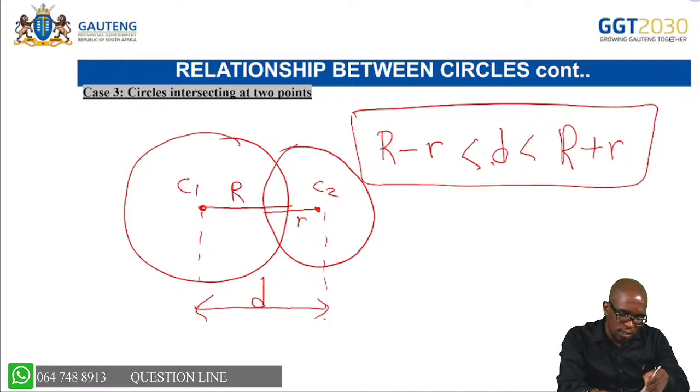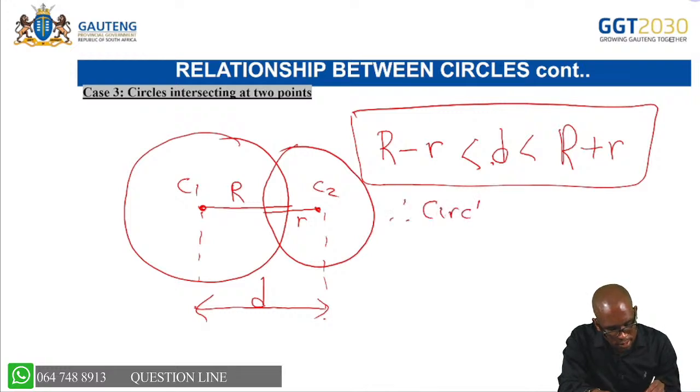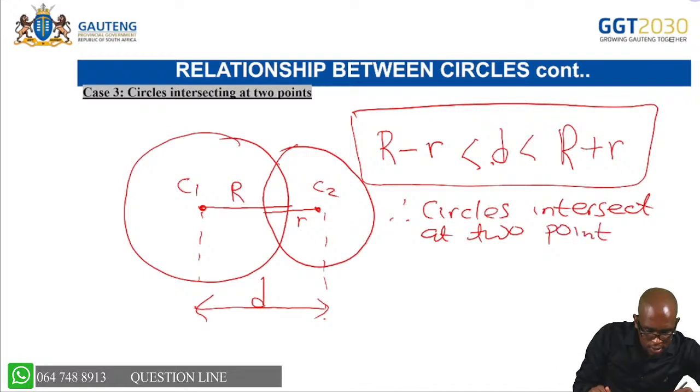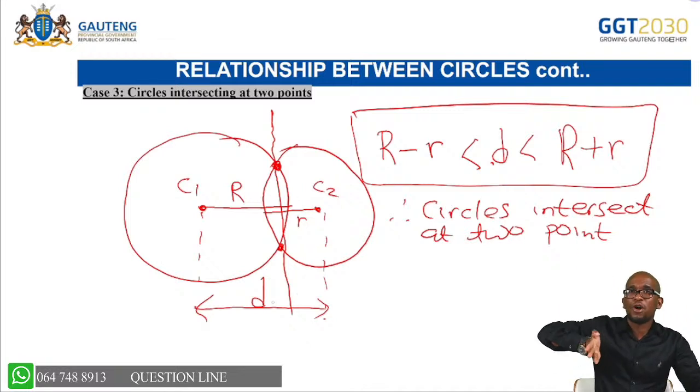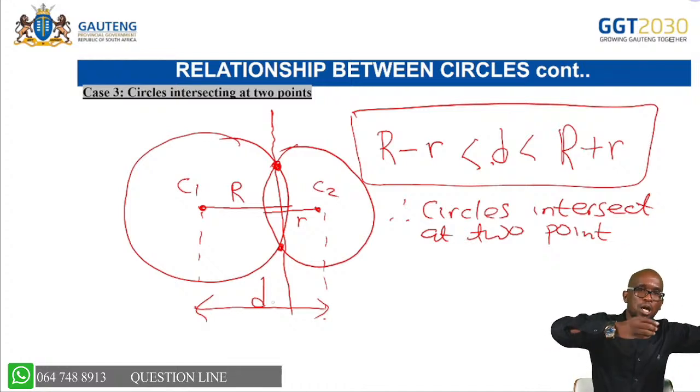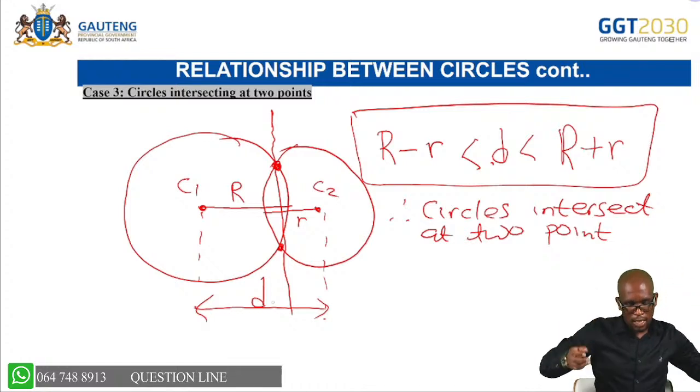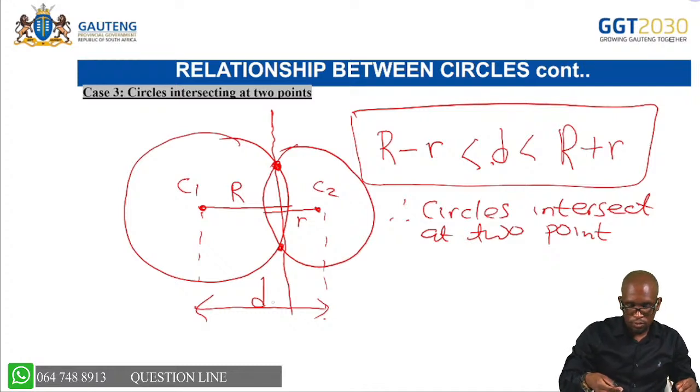Now, if this condition holds, then we're going to say that the circles intersect at 2 points. And if they intersect at 2 points, it means you'll get 2 points of intersection. And you can work out a line of intersection because these two intersect on 2 points. If those 2 points are joined together, you can work out that line of intersection, which would then be an equation of a straight line.